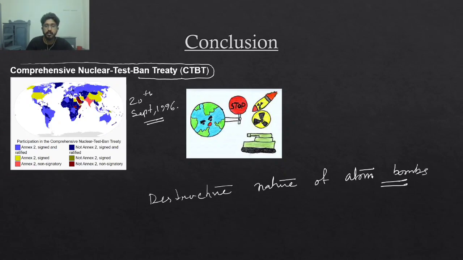Because the result of using a nuclear weapon is very catastrophic, the treaty was formed, which bans the use of any nuclear weapon for any civilian or military purpose. Basically, on 9th August 1945, that was the last time a nuclear weapon was used.